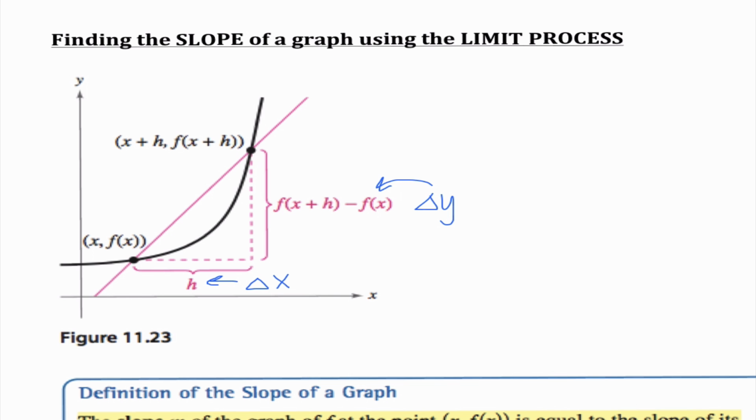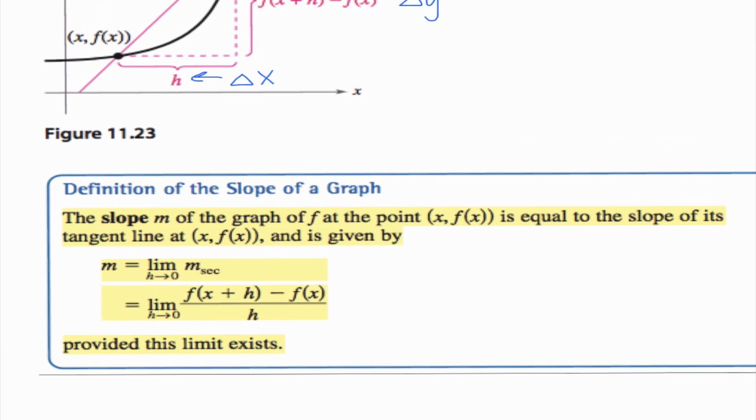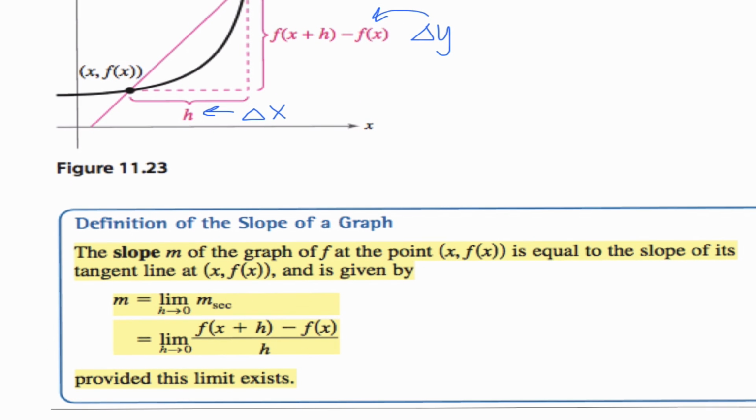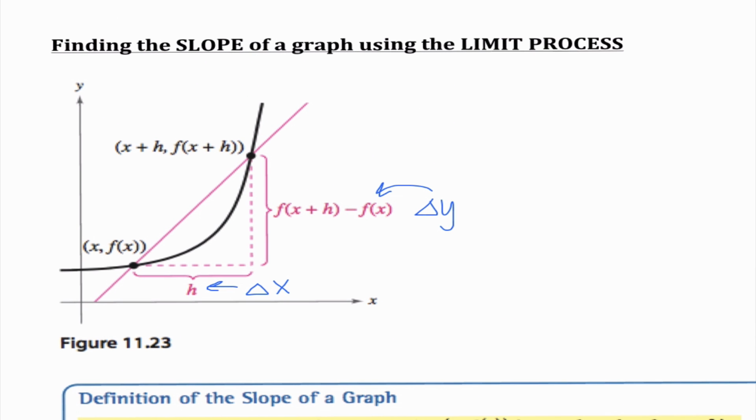Now ideally, and it kind of talks about that right here, the slope of the graph of f at x, f of x is equal to the slope of its tangent line at x, f of x. Okay, that's really what it's talking about. But ideally, I want to make this distance 0, because if I don't have a distance here, that means that this line is really the tangent line. So as these get closer and closer to each other, it gets more accurate.